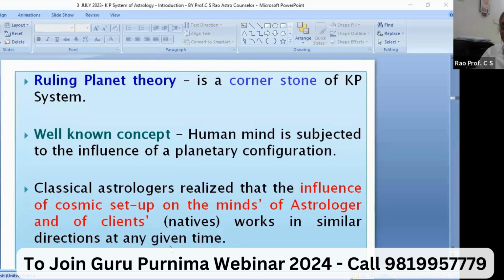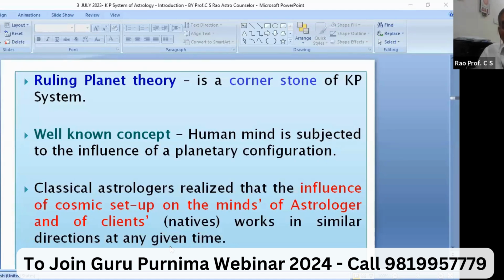So here, for our students and beginners mostly, one more experiment: after tomorrow, you take up, note down the time and prepare a KP chart on any computer, correctly. You take the ruling planets at that time: Lagna, sign lord, star lord, sublord, Moon, sign lord, star lord, sublord, and day lord. We'll come across the details later, and then pick up a chart from your own library.